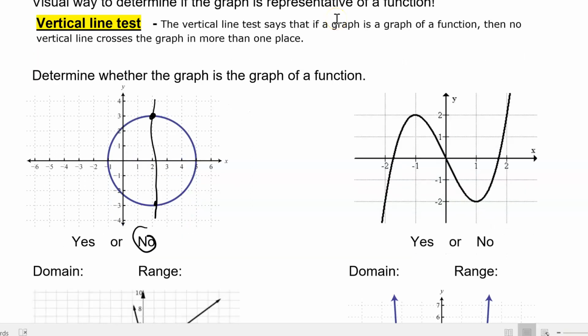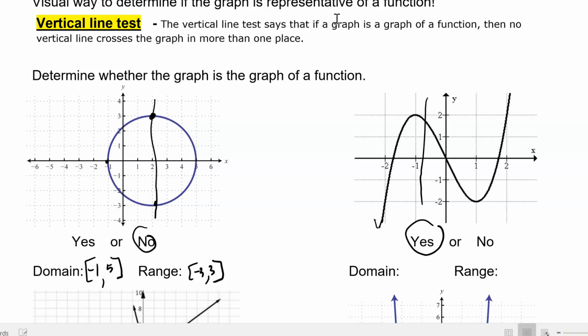What is the domain? The left, notice that this circle doesn't continue. The left x value is -1. And the right x value is 5. So the domain is from -1 to 5. The range is from -3 to +3. Moving on, this is a function because you only hit this graph once if you draw any vertical line.